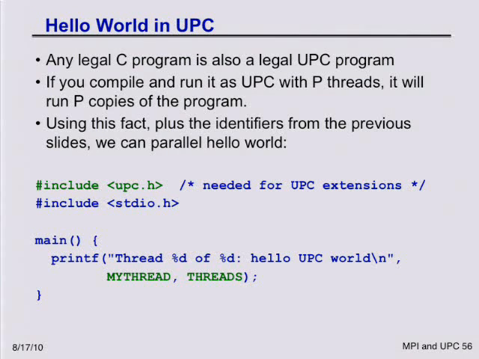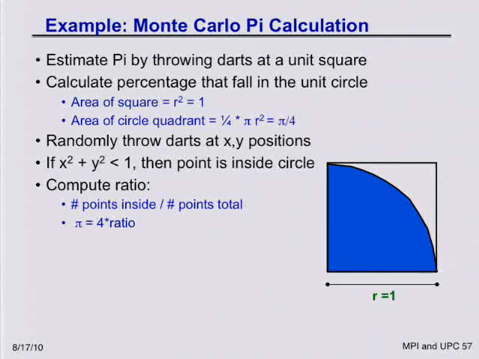So here's Hello World written in UPC. It has the standard include for UPC, and this is the C version. You're using the variables MYTHREAD and THREADS to write out what rank you are, in MPI terminology, and the total number of processes in the program.